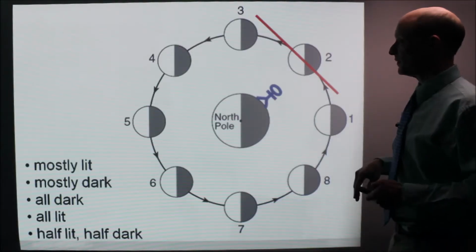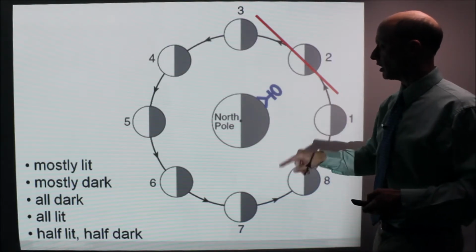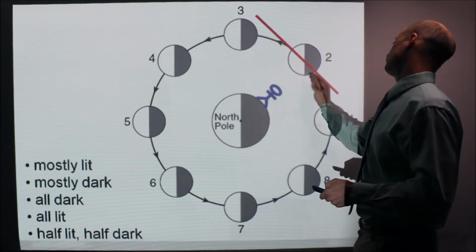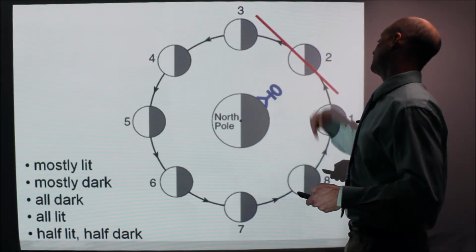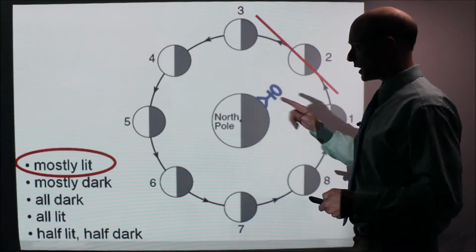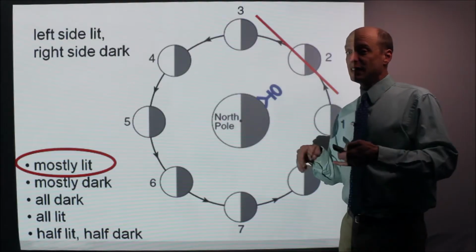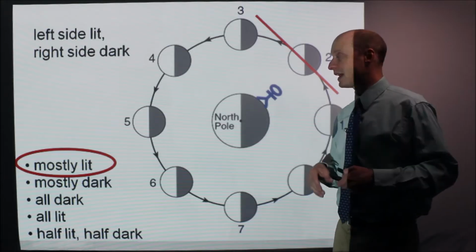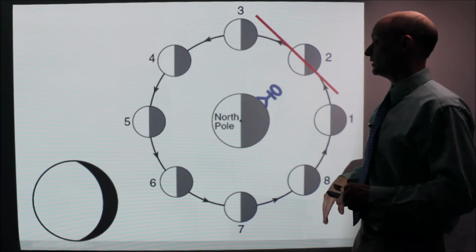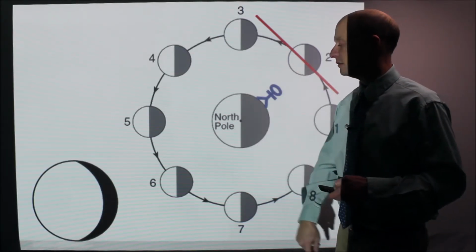Then ask the question. When the person looks up, do they see it mostly lit, mostly dark, all lit, or half lit and half dark? Well, what they see is mostly lit, with the right side dark, or left side lit. So mostly lit, left side lit, right side dark. Now, what would that look like? It takes some thinking to really get that down and practice. It's going to look like this. And that's a waning gibbous moon, mostly lit, left side lit.